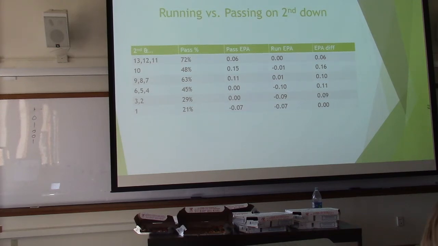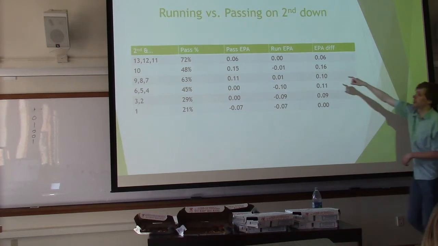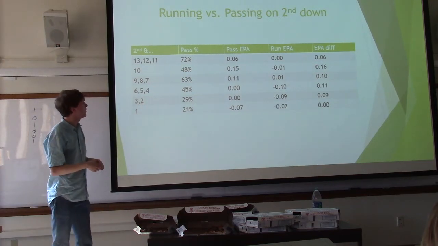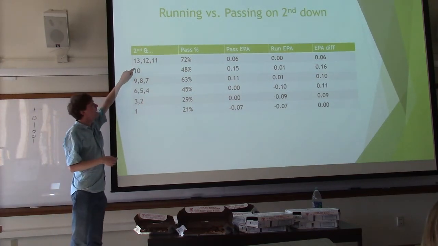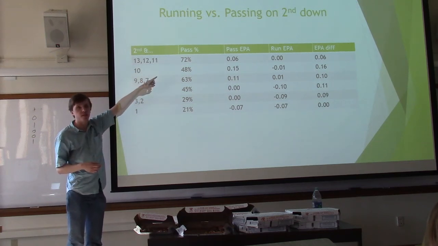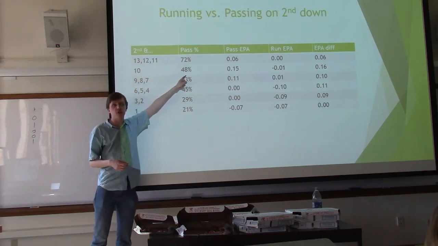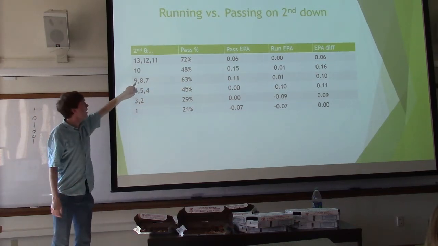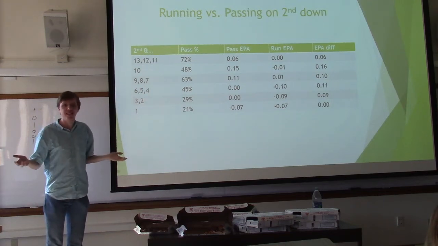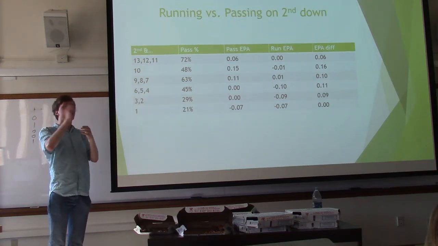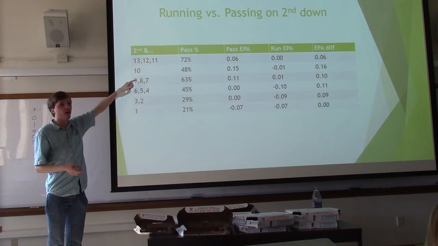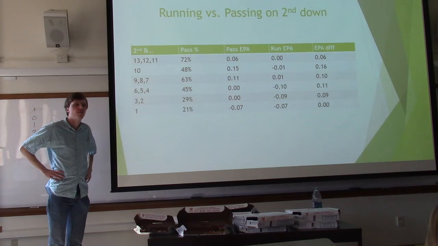Now, this is my favorite line of this chart. Actually, these three combine really to be my favorite line of the chart, because what is going on here? On second and 13, 12, or 11, we're passing a whole bunch. Then we go to below 50% passing on second and 10 for some reason, and then we go back above for second and 9, 8, and 7. What? That just doesn't make sense, because the idea is the longer you have to go, the more likely you are to pass. So why, on second and 10, are we passing less than we are on second and 9, 8, and 7? Does anybody have any ideas for why that might be?